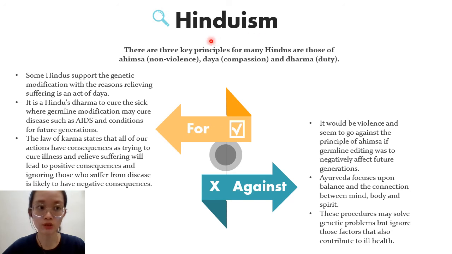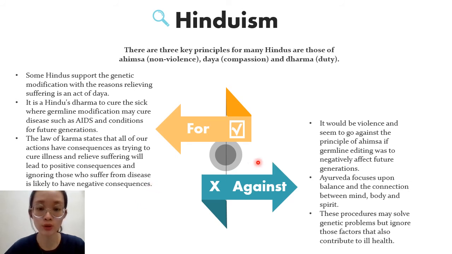The next religion we are going to discuss is Hinduism. There are three key principles for many Hindus: ahimsa, which is non-violence, daya, compassion, and dharma, duty. Some Hindus may support genetic modification because relieving suffering is an act of daya, which is compassion, and it is a Hindu dharma, a duty, to cure the sick. The law of karma also states that all actions have consequences, and if we try to cure diseases and relieve suffering, it will lead to positive consequences. But if we ignore those who suffer from disease, it is likely to have negative consequences.